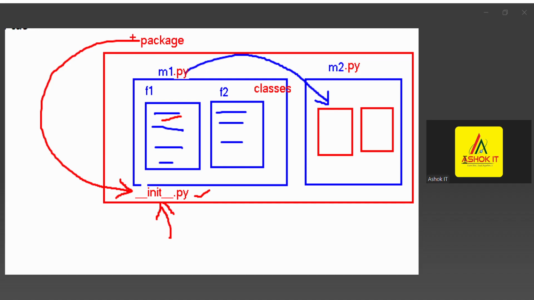All of you clear? This is a package. This package contains two modules. Simply, a package can contain a collection of sub packages also, guys. For example, here one more folder is there. Inside this folder, again modules may be available. Okay, a package may contain a collection of sub packages, a collection of modules.